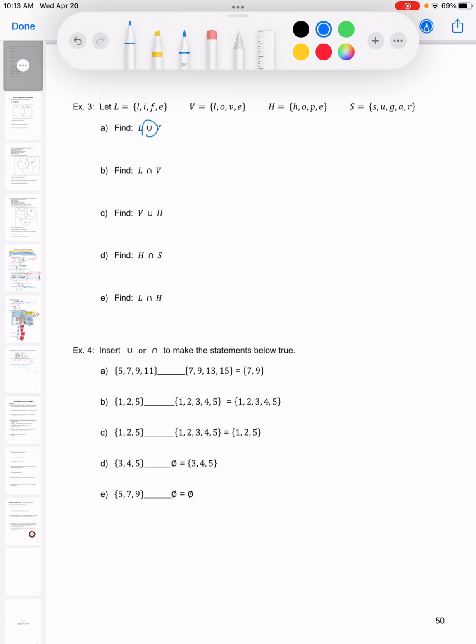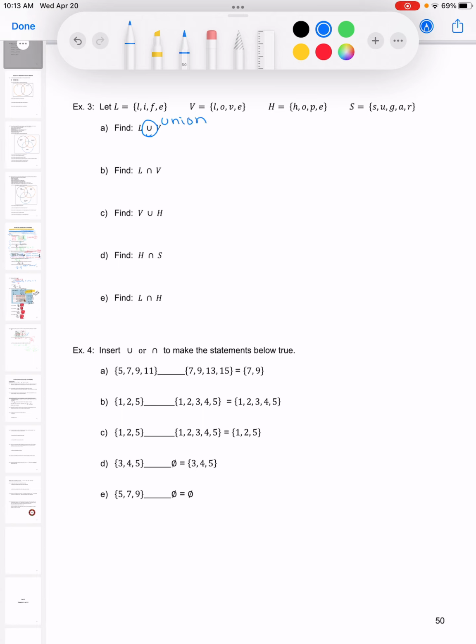So right here, this is a union. So that's going to be all of them. So I'm going to put all of L, the order doesn't matter, and then all of V. Now I do not want to repeat things. So you never repeat. That's really the main rule with sets, is we don't want to repeat. So you see I didn't write an L twice or an E twice.